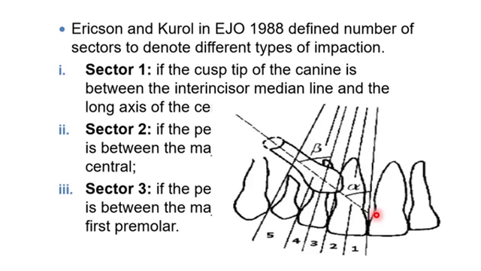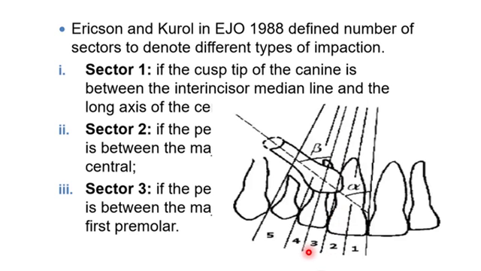Erickson and Curl in 1988 defined a number of sectors to denote the different types of impactions. Sector number 1 is when the canine cusp tip is located between the interincisor midline and the line positioned with the long axis of the central incisor. This is sector number 1. While sector number 2 is when the canine cusp tip is located between the median line of the central incisor and the distal tangents to the central incisor.